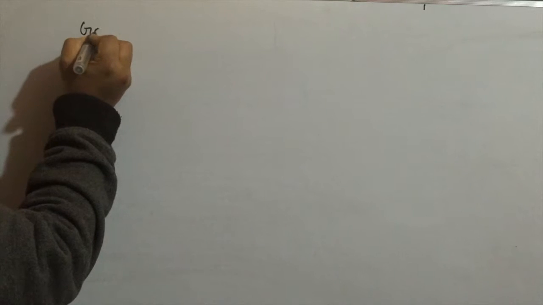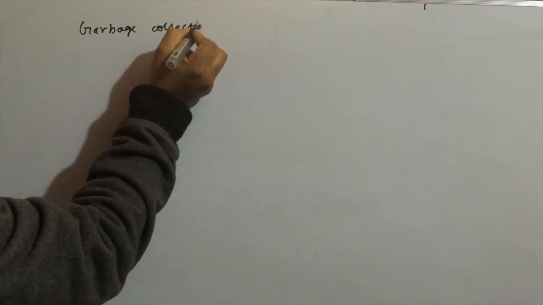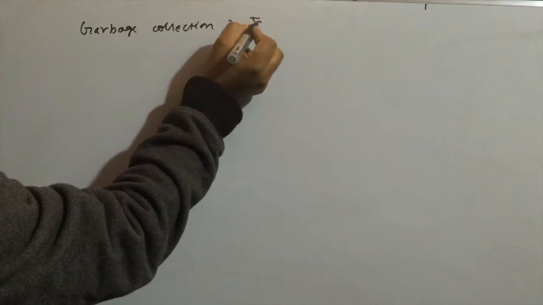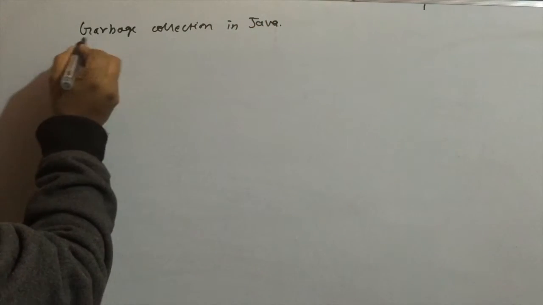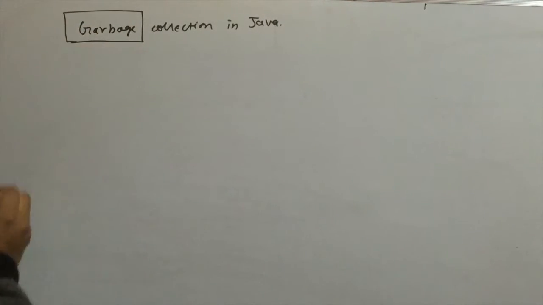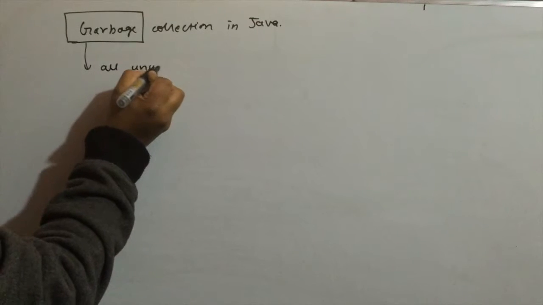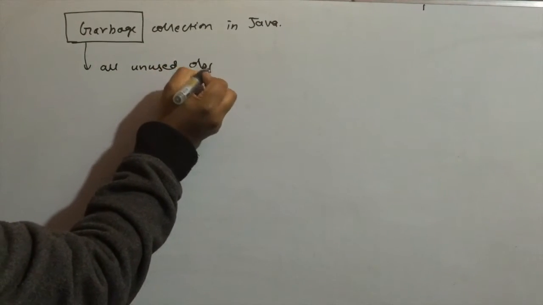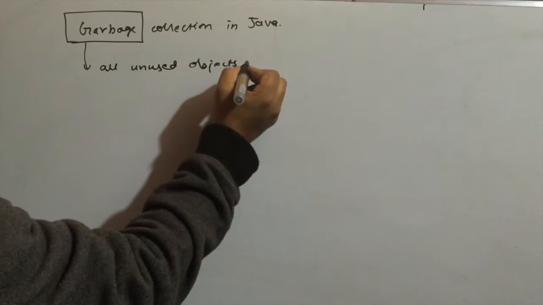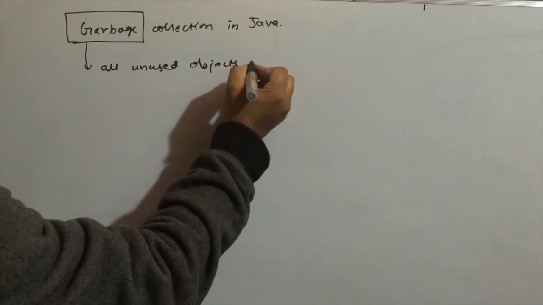Let's talk about garbage collection in Java in today's lecture. To understand garbage collection in Java, let us note what is garbage in a Java program. Garbage are all unused objects created by a Java program which are still in memory.